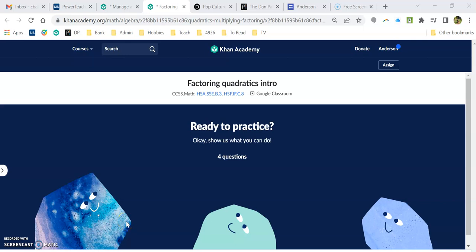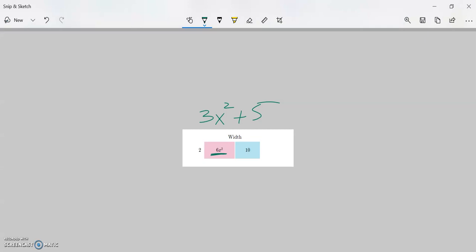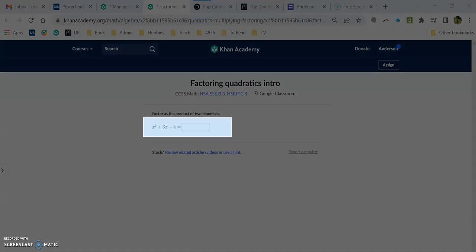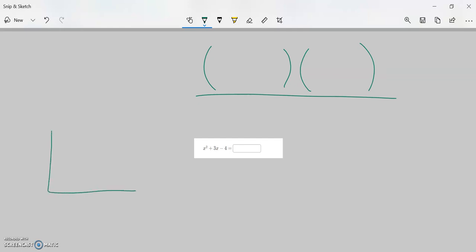Factoring quadratics intro. This is going backwards from what we've been doing. We now have a trinomial, which is 3 terms, and we're going to try to put it into factored form. Factored form will have a binomial and another binomial multiplying by each other. So our end result will look something like this.